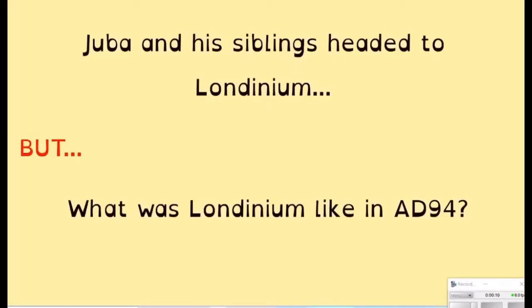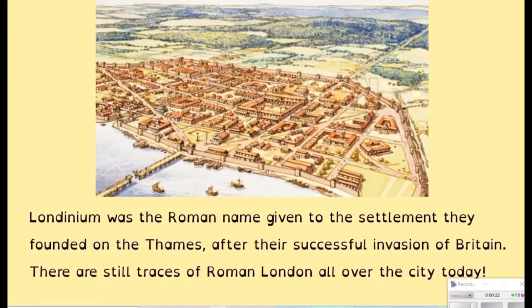So, Juba and his siblings have headed to Londinium. But what was Londinium like in AD 94? This is an image of what an artist thought Londinium would have looked like. Londinium was the Roman name given to the settlement they founded on the River Thames after their successful invasion of Britain. There are still some traces of Roman London all over the city today.